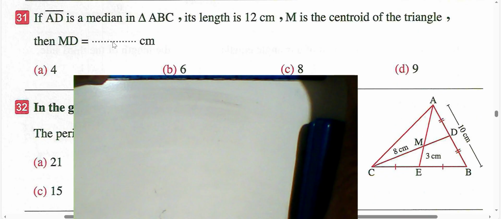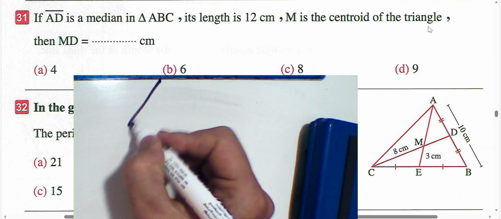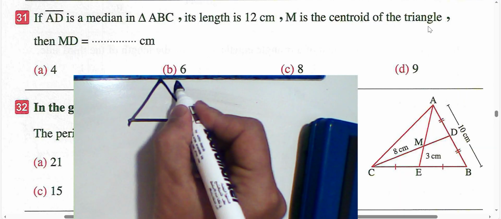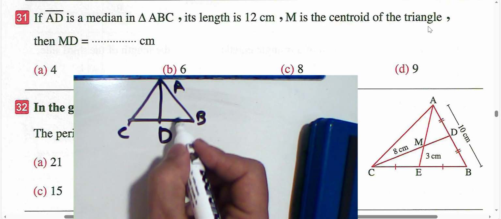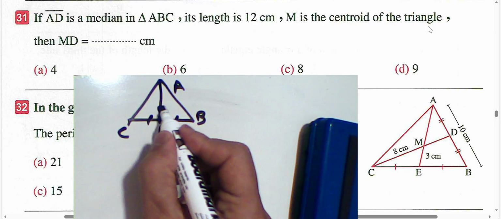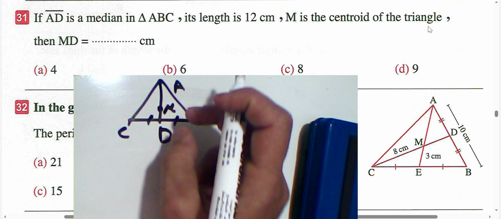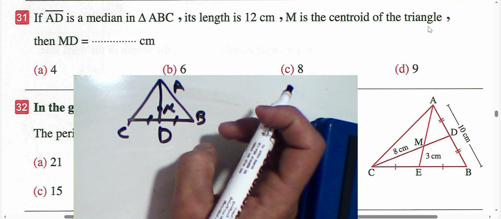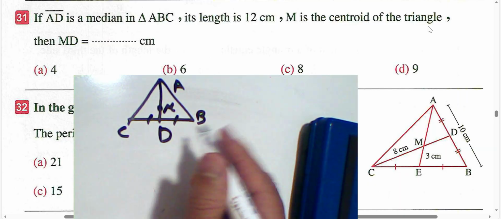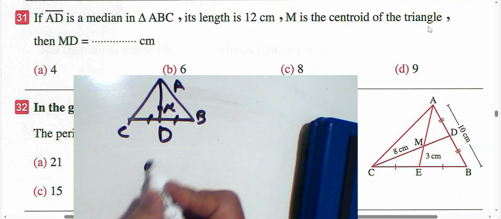Next question. If AD is the median of triangle ABC, and its length is 12 centimeters, and M is the centroid of the triangle, then MD equals what? Okay, we have triangle ABC here, and AD is the median of this triangle, and M is the centroid of the triangle. He wants us to find what? He gave us the length AD is 12 centimeters. He wants to find the length MD.